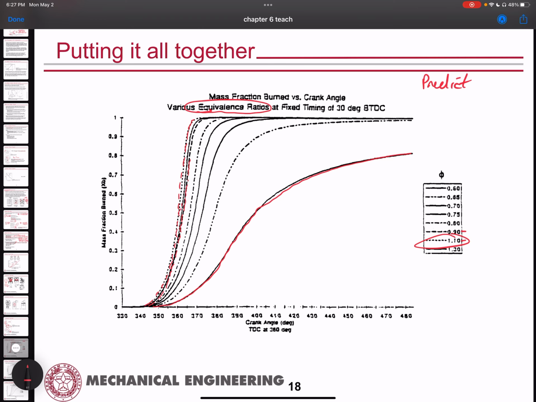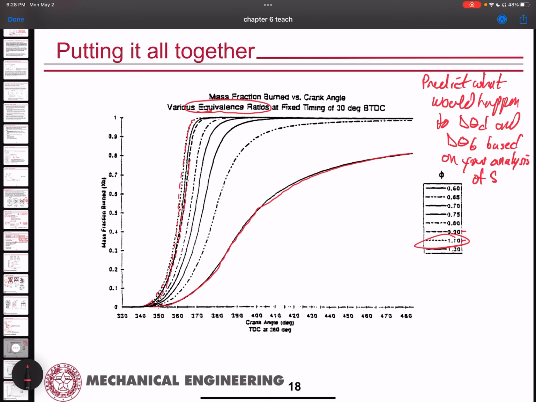And so when I boost my engine, I have to advance my spark timing so that I have the same MBT timing, so that I can achieve maximum brake torque when I boost my engine as when I'm not boosting my engine.